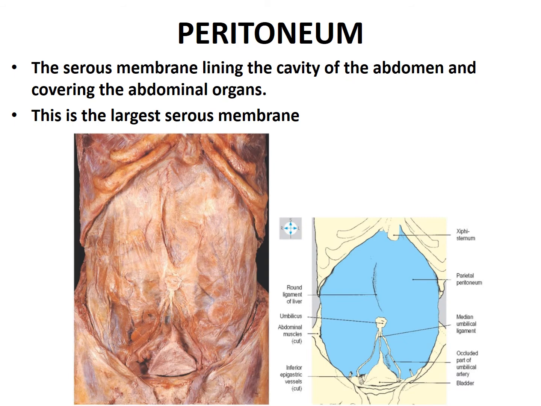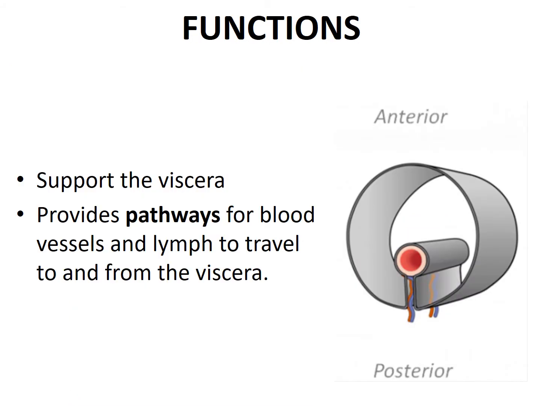Peritoneum is a large serous membrane lining the abdominal cavity as well as the viscera within the abdominal cavity. This is the largest serous membrane. It not only supports the viscera but also provides pathways for blood vessels, nerves and lymphatics to travel to and from the viscera.